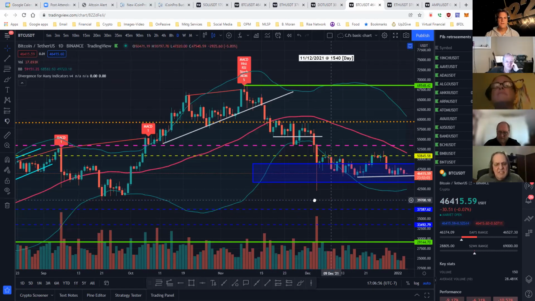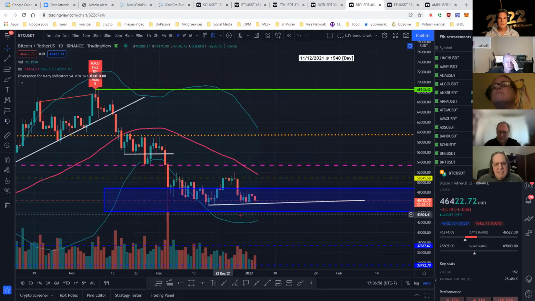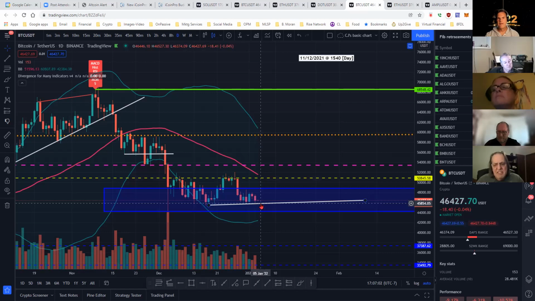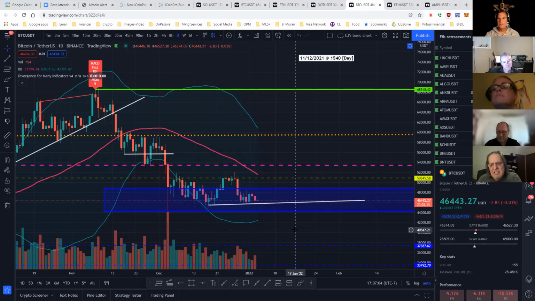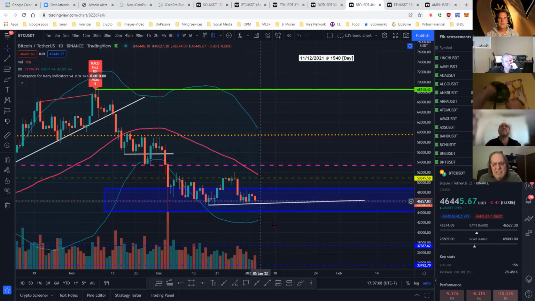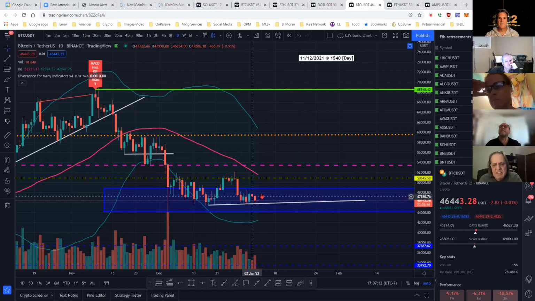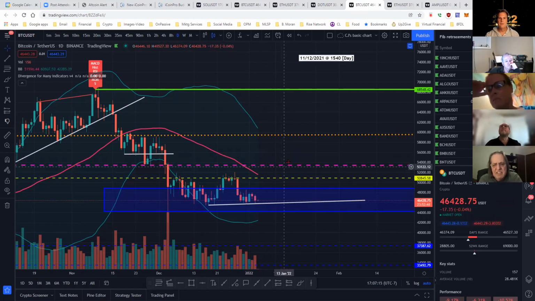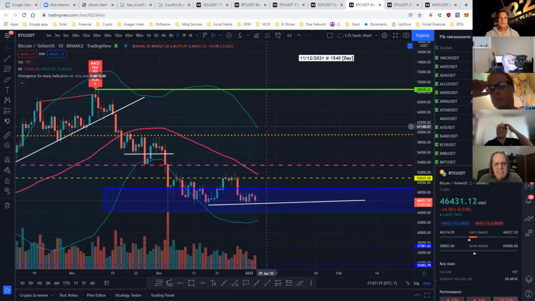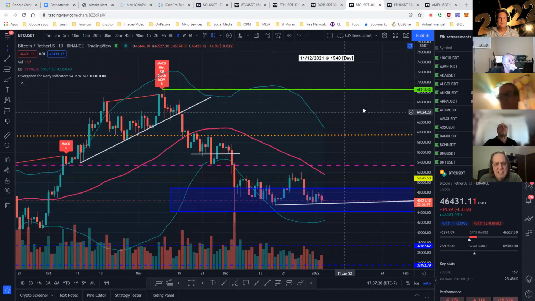So this is Bitcoin on the day chart. I just drew this little support line over here for the past week or so. 45K seems to be holding. We've dipped below 46 a couple times, but it tends to come back. So hopefully that's the bottom, and we'll bounce up from this early and towards mid-January and work our way back over 50K. That's what I would like to see happen.